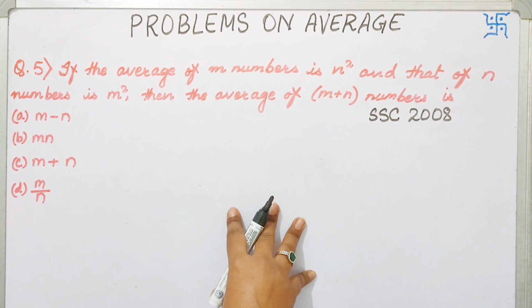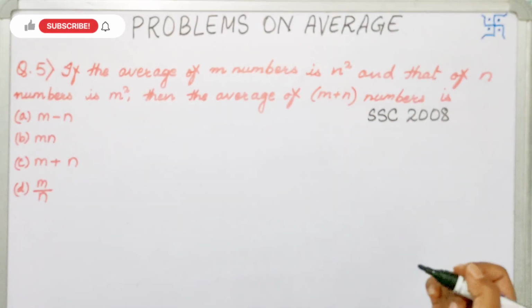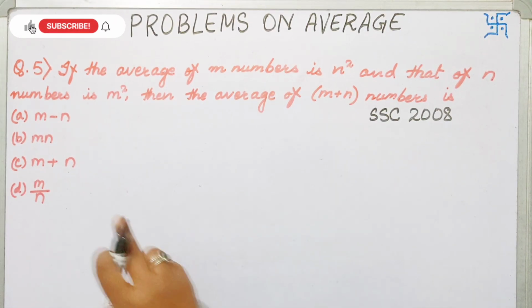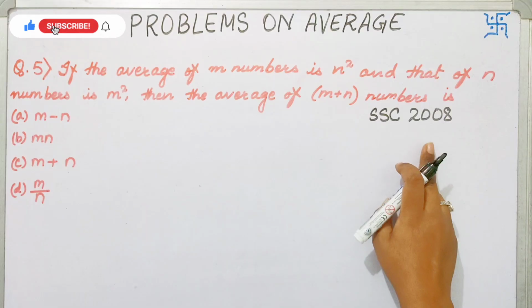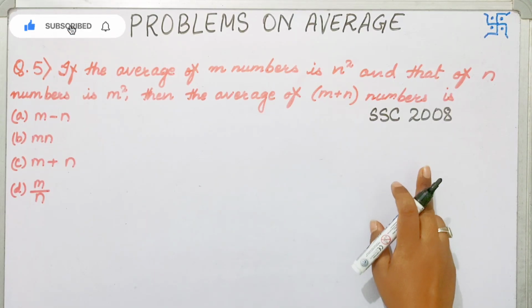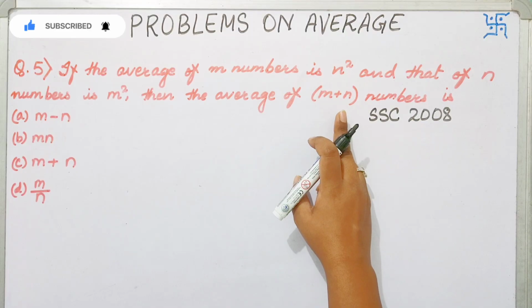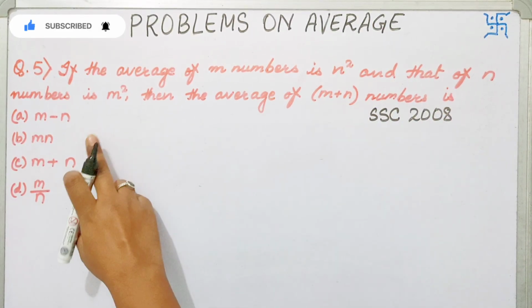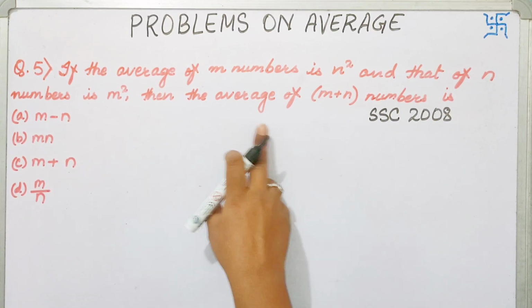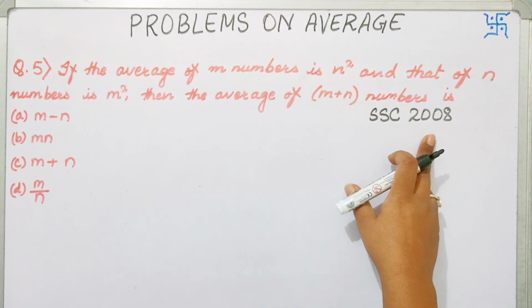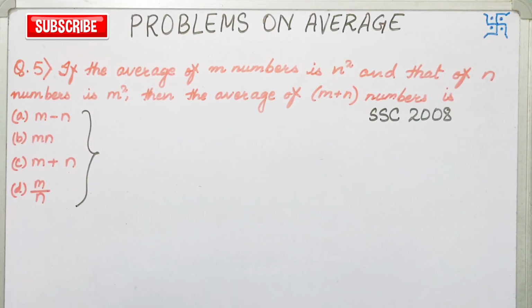This is the last video of problems on average series and we will be completing question number 5 on this, which is from SSC 2008. Let's read the question. It says if the average of m numbers is n square and that of n numbers is m square, then the average of m plus n numbers is. We are provided with 4 options over here.